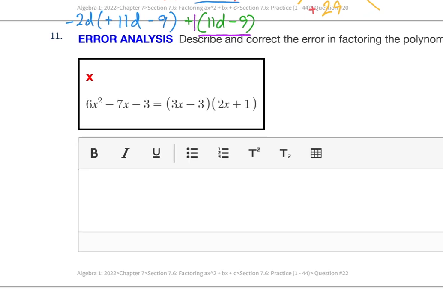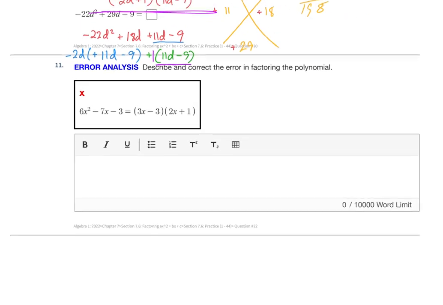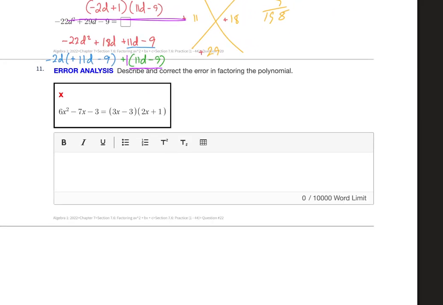Error analysis. What went wrong here? Well, let's find out. 6 times negative 3 is negative 18 and negative 7. Let's see. 9 and 2. Negative 9, positive 2. All that's going to work. We're going to get 6x squared minus 9x plus 2x minus 3.